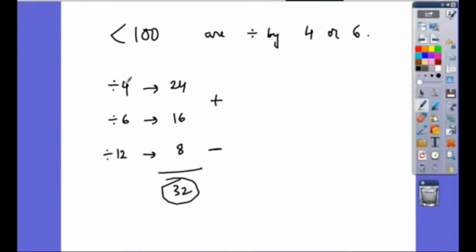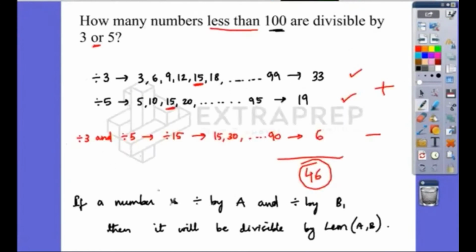This is understood. It's not 4 into 6, 24. It's LCM of 4 and 6, which is 12. So that's what you'll have to understand. For that reason, I gave you this note.